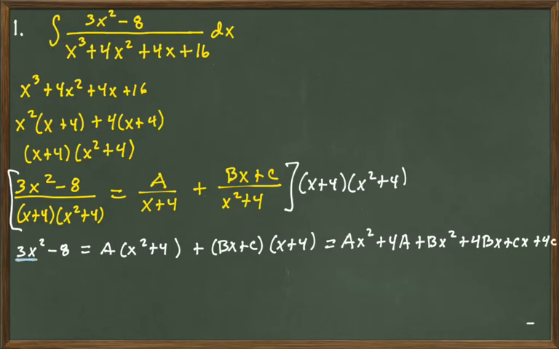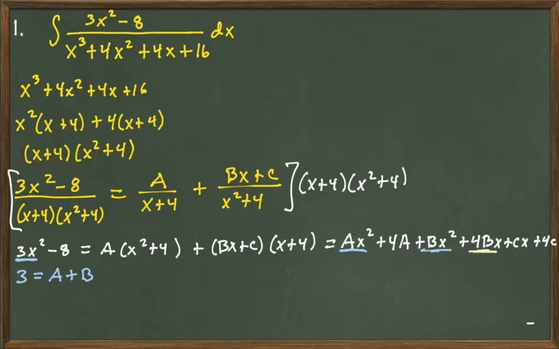And now we're going to match. So the coefficients on the x^2 should be equal. So the 3 in 3x^2 should be equal to the coefficient of x^2 in Ax^2 + Bx^2. So just set the coefficients equal to each other. So 3 is equal to A + B. Now we'll do the linears.